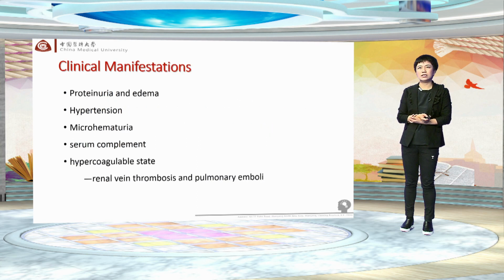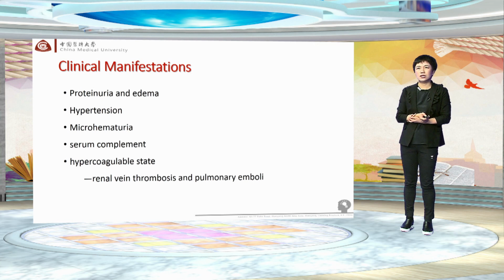Membranous nephropathy typically manifests with proteinuria and edema. Hypertension and microhematuria are not infrequent, but renal function and GFR are usually preserved at presentation, despite the finding of complement in the glomerular immune deposits. Serum complement levels are normal.